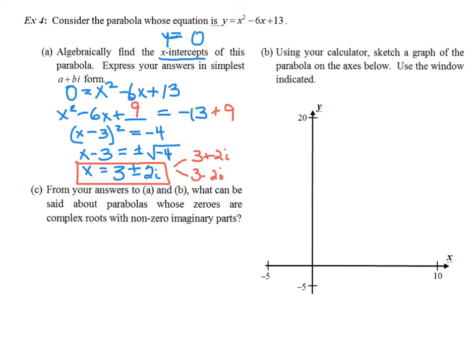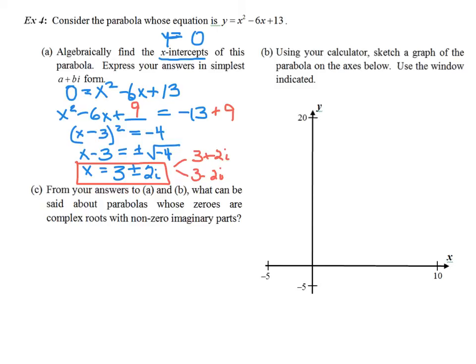So let's take out our graphing calculator, and what we'd like to do is use the calculator to sketch a graph of the parabola. On the window it says let's go from negative 5 to 10, but I don't think we're going to be able to fit the whole parabola on that grid. You can switch your window on your graphing calculator so that you can see a little bit more.